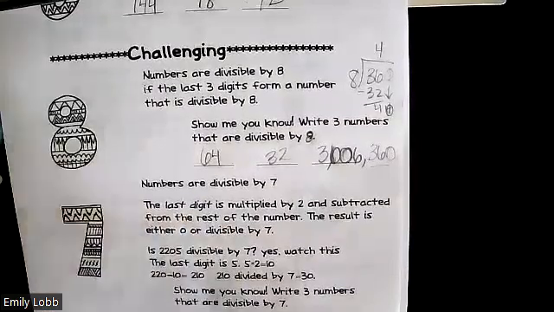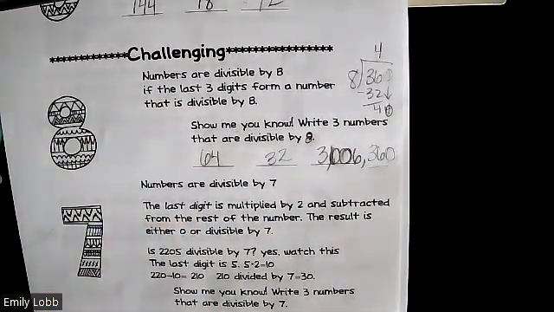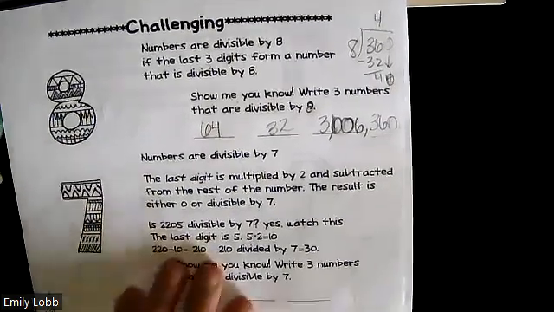Look at this rule. The last digit is multiplied by 2 and subtracted from the rest of the number. The result is either 0 or divisible by 7. What? Oh yeah, that's a good plan. Just write some from your multiplication table.